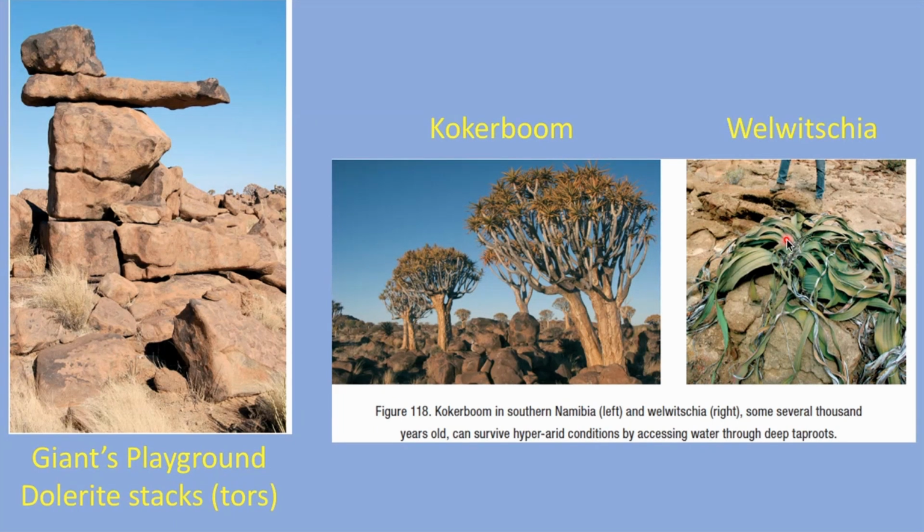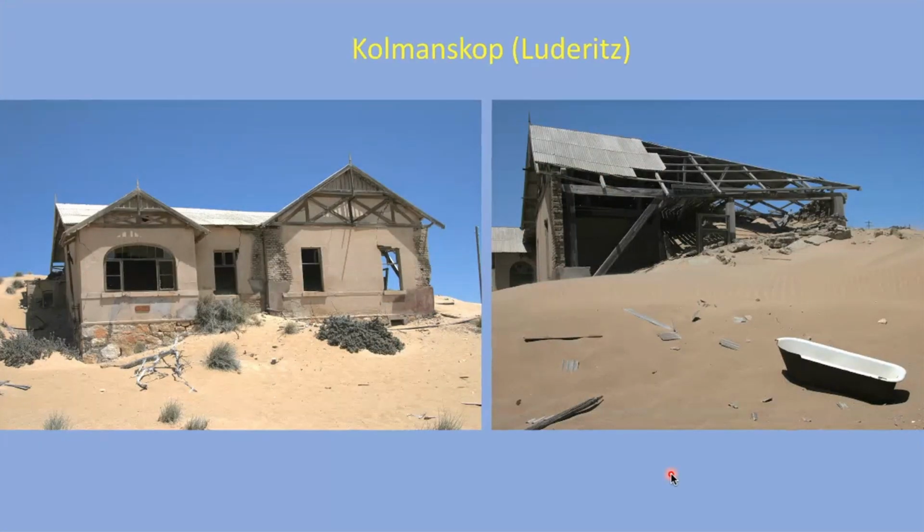Many of them are several thousand years old, and they have very deep tap roots that allow them to survive very arid conditions. And on the way just outside of Lüderitz is Kolmanskoop, which is an old mining town, and it's quite interesting to visit because you, of course, have the ruins left behind from the constant wind blowing sand, and the homes are gradually filling with sand.